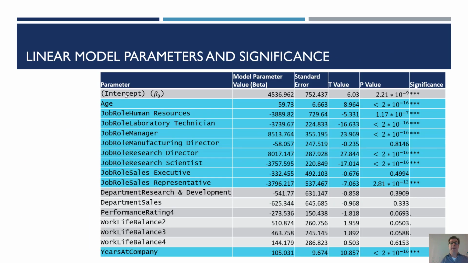So I used a linear model of those parameters to predict the monthly rate, and this shows you the significance level for the different parameters in the linear model. The ones that are highlighted in blue are the most significant. Age, job role, and years at the company had the highest significance.